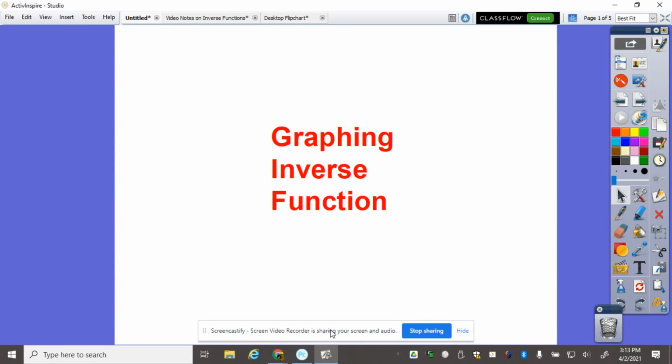Yo, yo, yo, this is Mr. O. And today we're going to learn about graphing inverse functions. Okay, so we already know how to find the inverse of a function by switching the x and the y. Now we're going to try to graph it, see what it looks like, and identify its relationship.